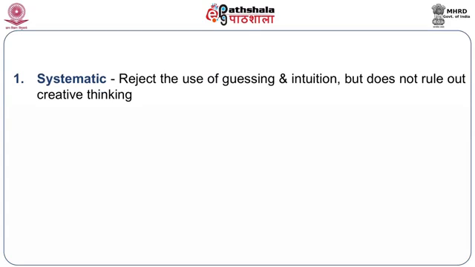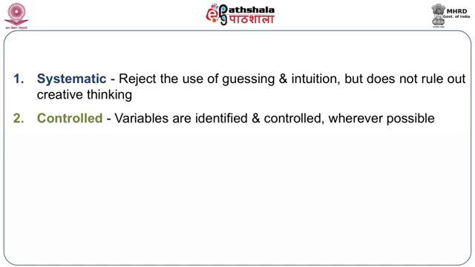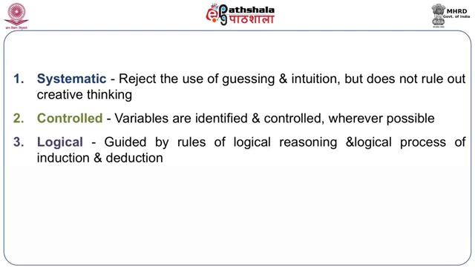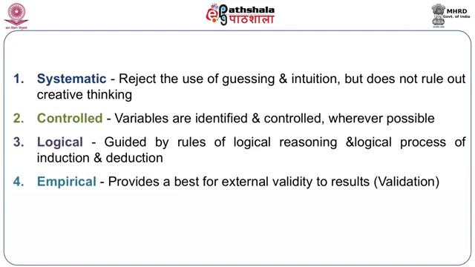Systematic. A research should be systematic. It should reject the use of guessing and intuition, but it does not rule out creative thinking. That is part of the systematic research. Then it should be controlled, like variables are identified and controlled wherever possible. Research should be logical. It should be guided by rules of logical reasoning and logical process of induction and deduction. It should be empirical. It should provide a basis for external validity to results.